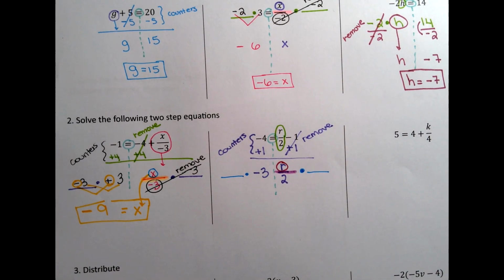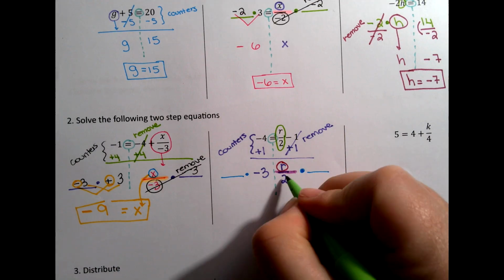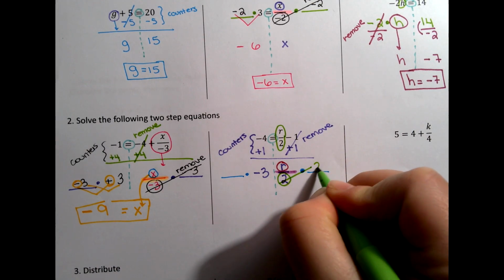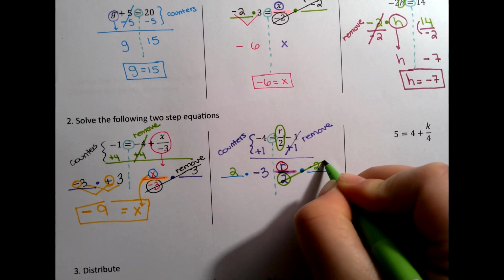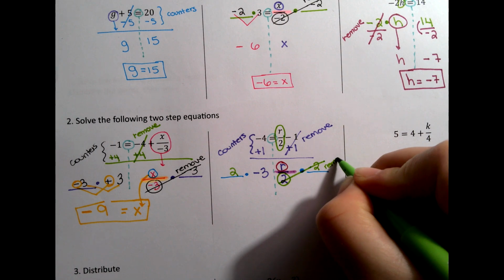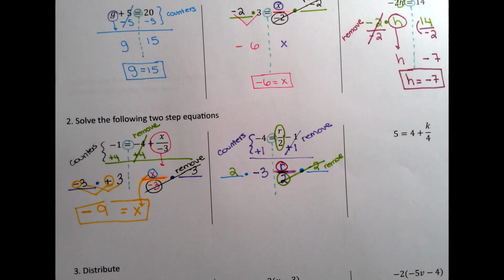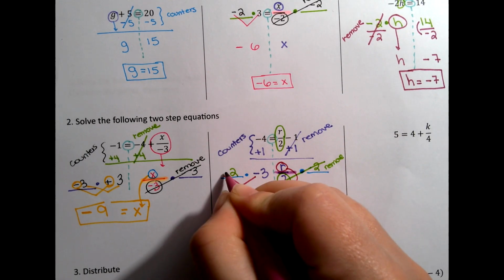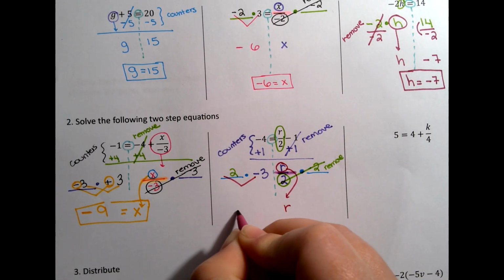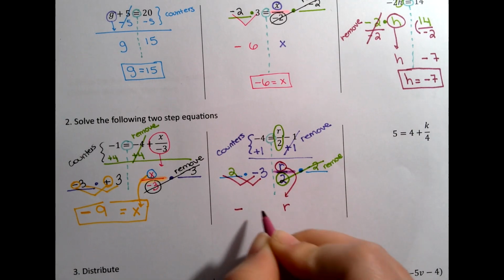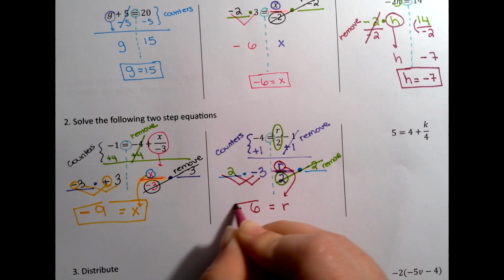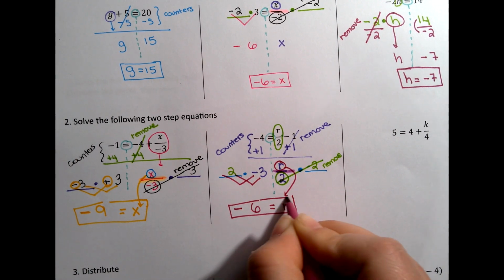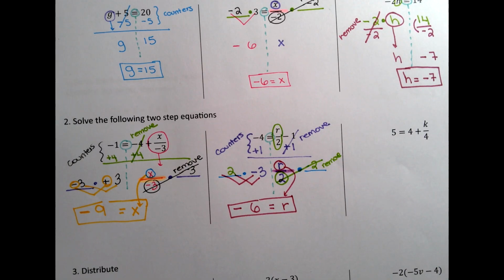Our goal right now in this step is to remove 2. So I'm going to be writing 2 on both sides. Bringing down our letter R. And here, same or different? 2 is positive, 3 is negative. This is different. 2 times 3 is 6. So our answer here is negative 6 equals R.